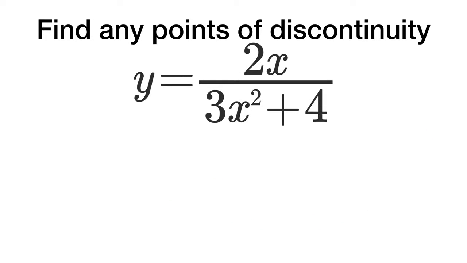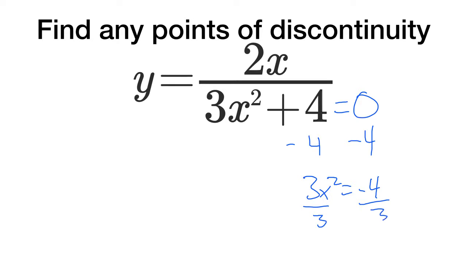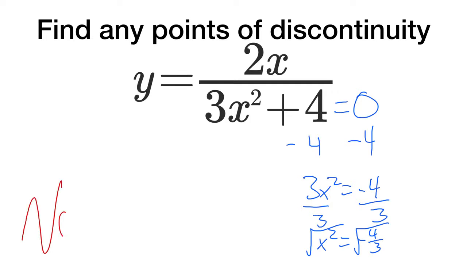All right, so now let's talk about this one. In this case, I can't really factor, so I'm going to try this. It equals 0, so I would subtract 4 from both sides. 3x squared equals negative 4. Divide by 3, divide by 3. x squared equals negative 4/3. Square root both sides. Oh, wait. I can't square root a negative without getting imaginary numbers. And if my only points of discontinuity are imaginary, that means that they do not actually exist, meaning that there are none.